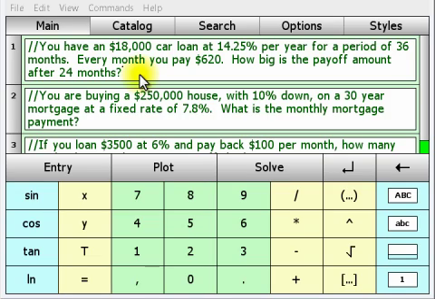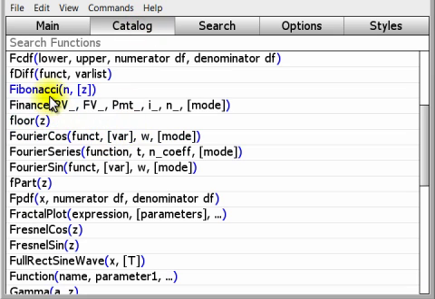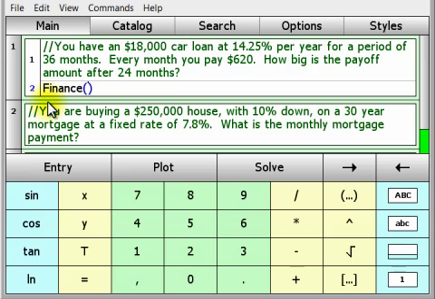Questions like these become extremely important when you consider things like car loans or home loans because they're tied to a concept called equity, which we'll talk about in class. But being able to calculate a payoff amount or a balance remaining is extremely important, and this problem illustrates how you're able to do that. Go ahead and open up a sub-entry and locate the finance command in the catalog.